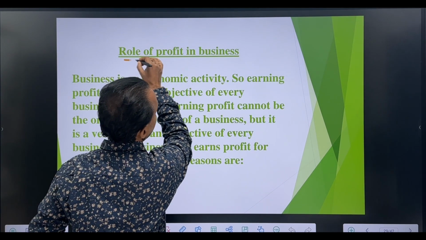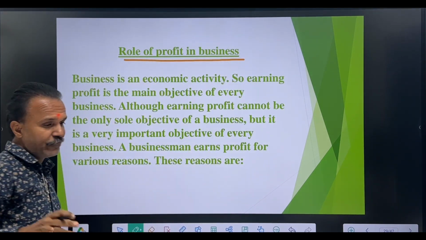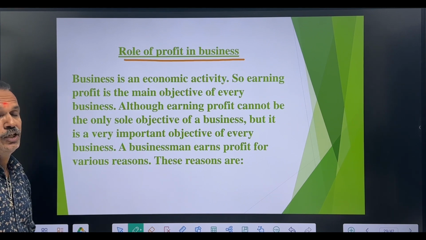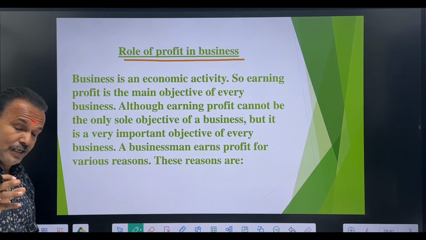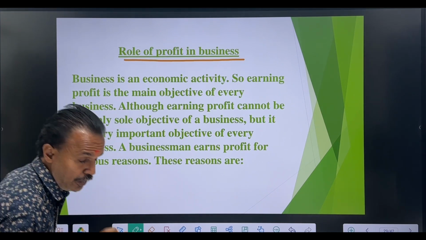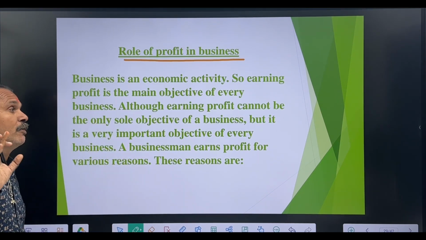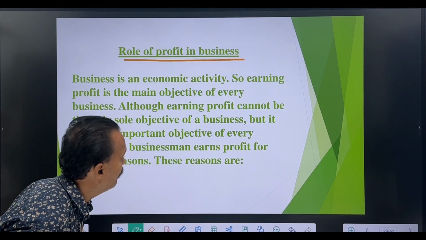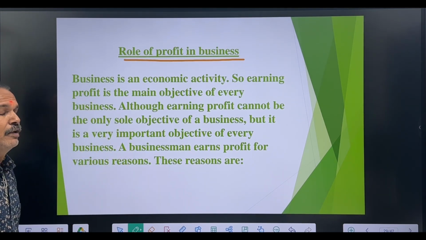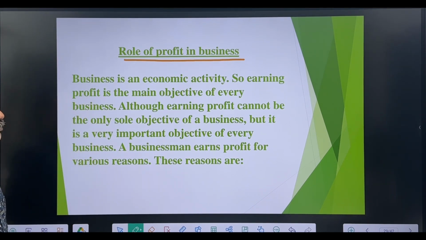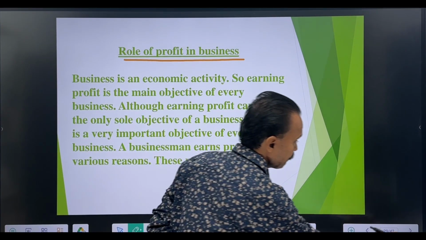Role of profit in the business. मतलब profit का business में क्या role है? Business is an economic activity. So the main objective of the business is earning money in the form of profit. This is not the sole objective of the business, but it is a very important objective of every business. A businessman or enterprise earns profit for various reasons. These reasons are as follows.